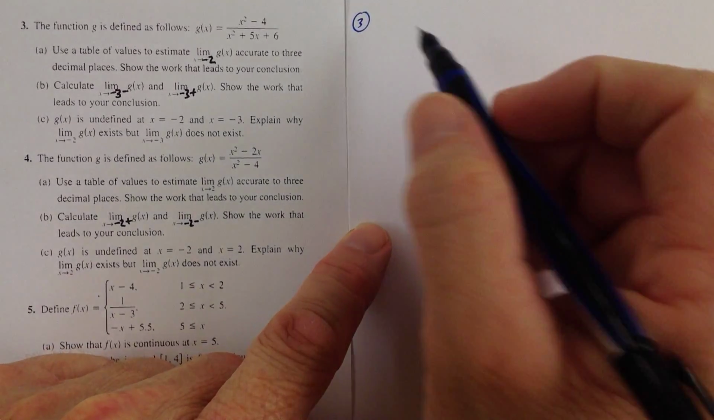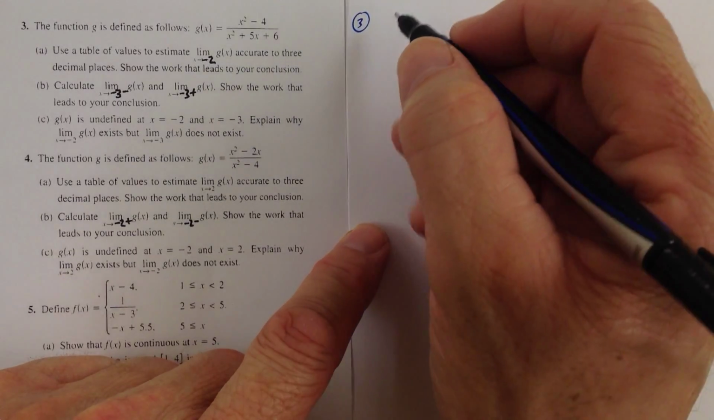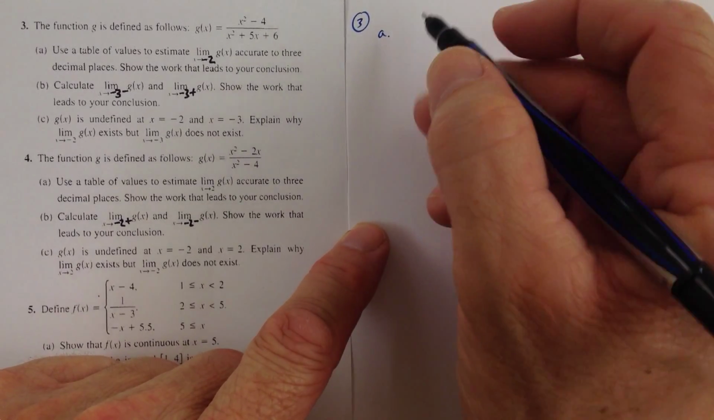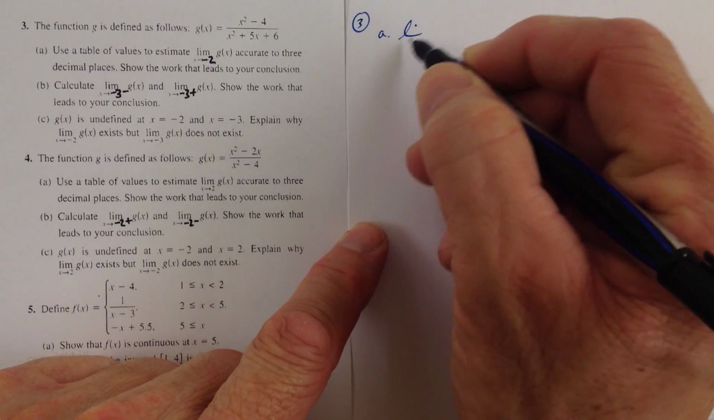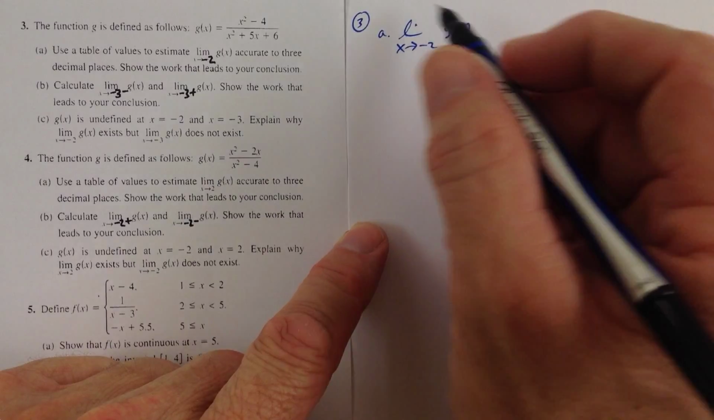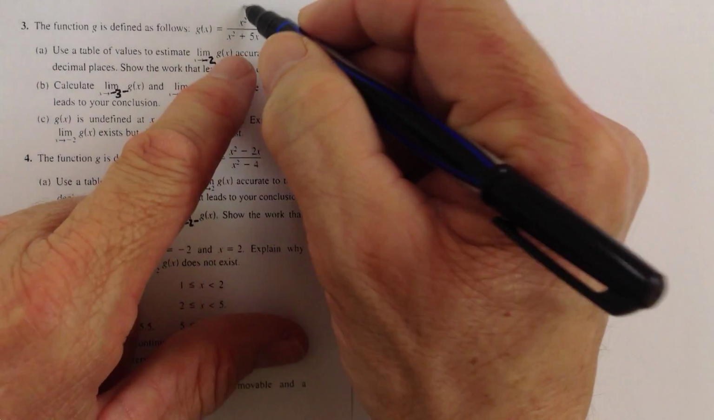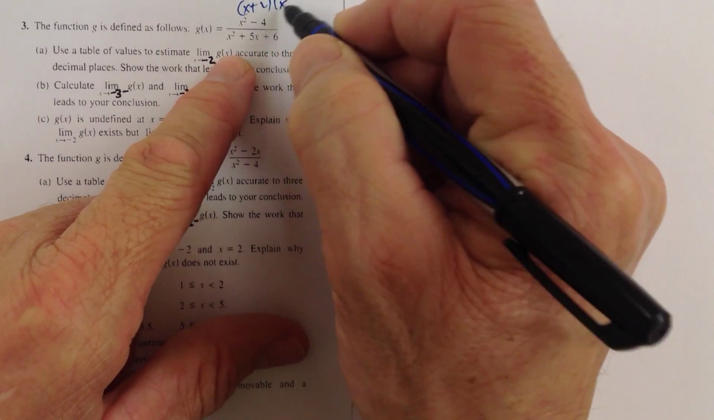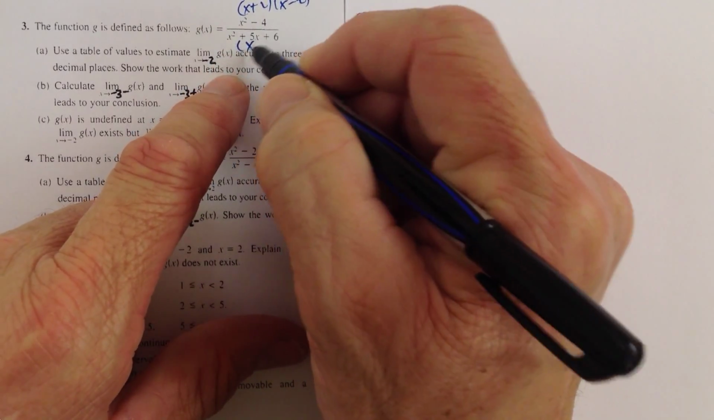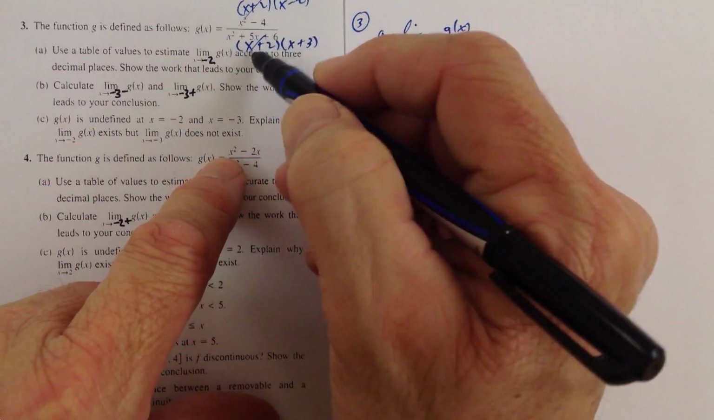Problem number 3. This leads me to believe that we need to use the calculator here for part A, because it says 3 decimal places. But the limit as x approaches -2 of g of x, we can take our numerator and factor it: x plus 2 times x minus 2, and then we have the denominator x plus 2 times x plus 3, and we can cancel the x plus 2's.